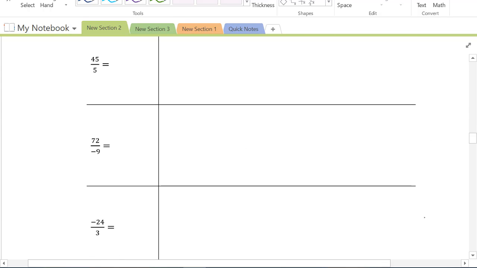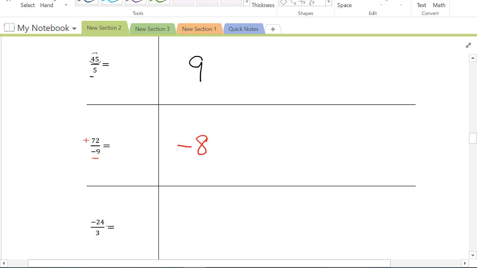So here we have 45 divided by 5. That is equal to 9. They are both the same signs, right? The 5 here is positive. The 45 is positive as well. The signs are both positive, so the answer is positive. All right, the next one, we have 72 divided by negative 9. That gives us 8. But the 9 is negative. The 72 is positive. Signs are different. So the answer is negative.